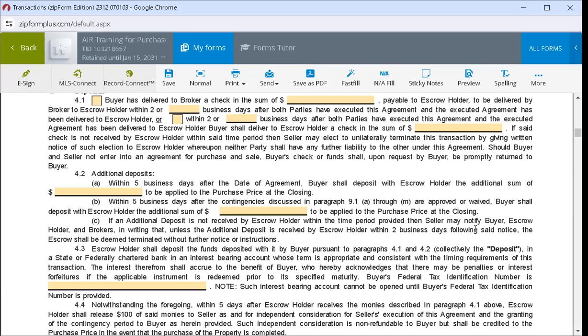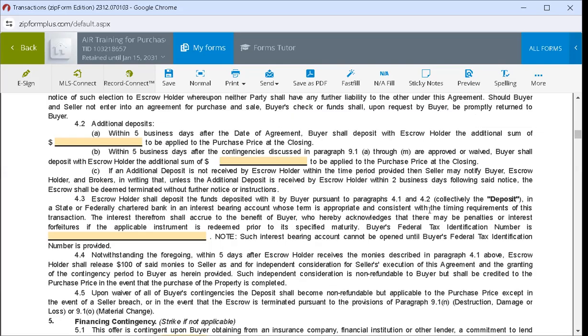Additional deposits. Usually we're not going to see A utilized too much, that somebody's going to put an additional deposit within 5 days of the date of the agreement. Generally, you're going to see it more pertaining to number B, 5 days after the contingencies discussed in paragraph 9.1 A through M are approved or waived by the buyer. Then the buyer would deposit an additional sum or not. So it doesn't mean that they have to, but I generally don't see A used. It's more with B, where they'll offer an additional deposit once they waive the contingencies or approve or disapprove them.